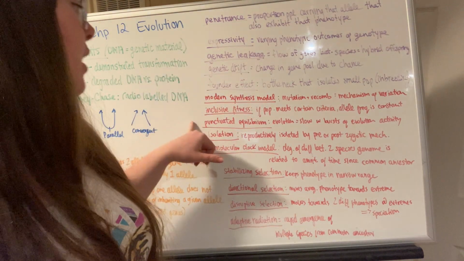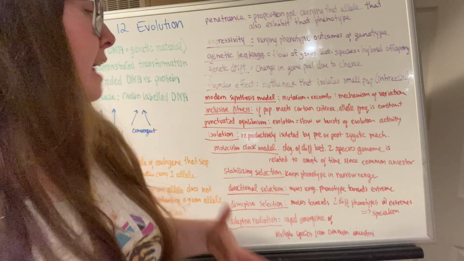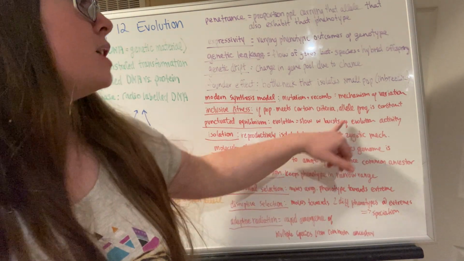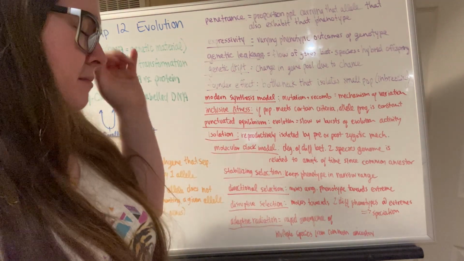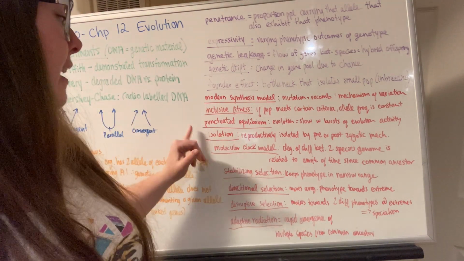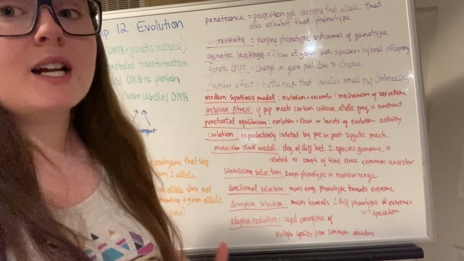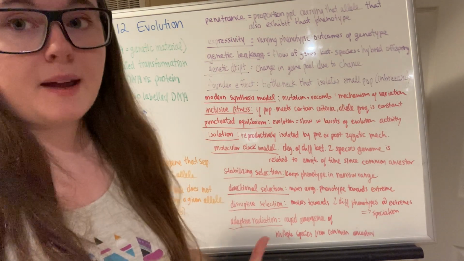Then we have punctuated equilibrium. That just expresses that evolution is a slow process, but there are bursts of evolutionary activity. So that's punctuated equilibrium. Then we have isolation, which is reproductively isolated by a pre or post zygotic mechanism.